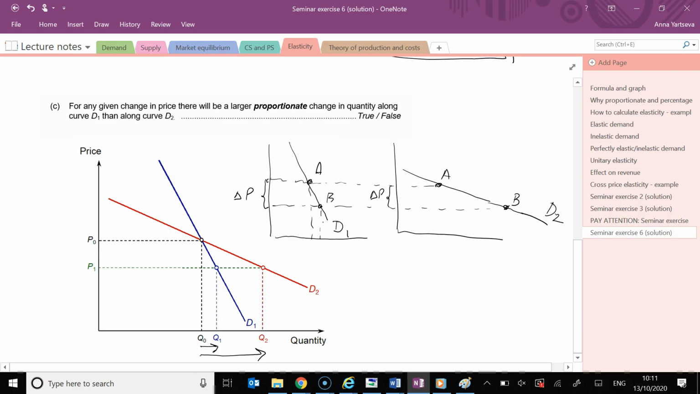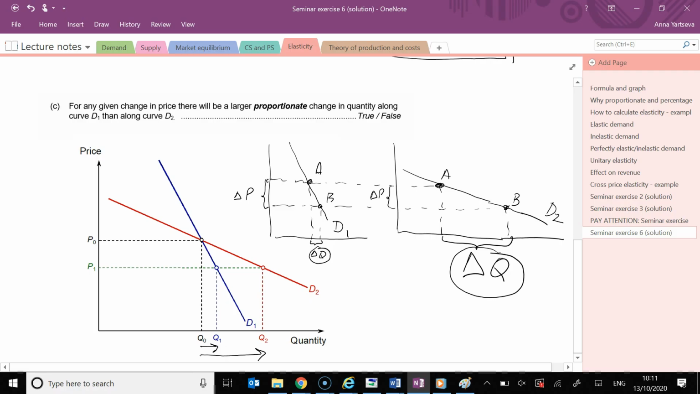In the first graph, the change in quantity will be very small. This will be this small change in quantity. While in the second graph, the same proportionate change in price will lead to a considerably larger change in quantity. A very small change compared to a very large change. Why is it proportionately different?